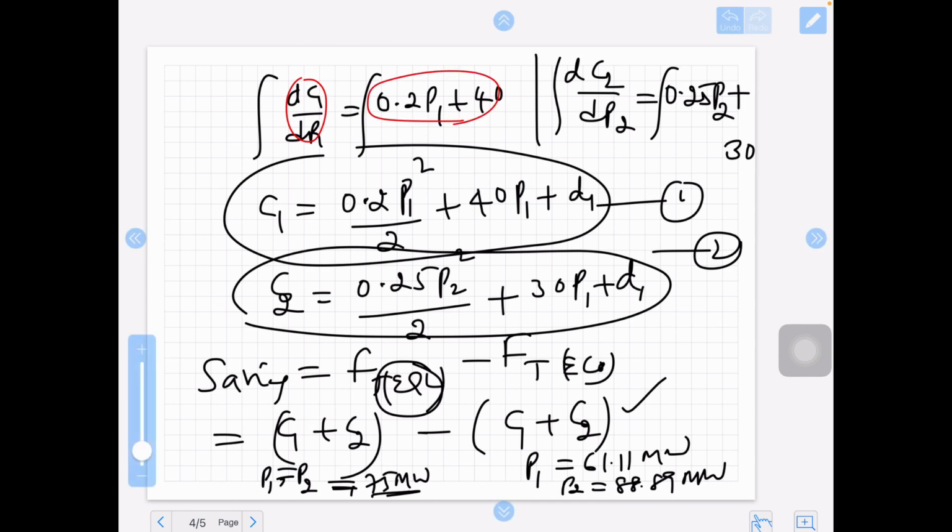First integrate it, you will get C1 with one constant, D1 here. When you take the difference, you will get D1 plus D2 here, and here also D1 plus D2. So plus and minus get cancelled, and you will have only the values. Okay, this is how we can find the rupees you can save.